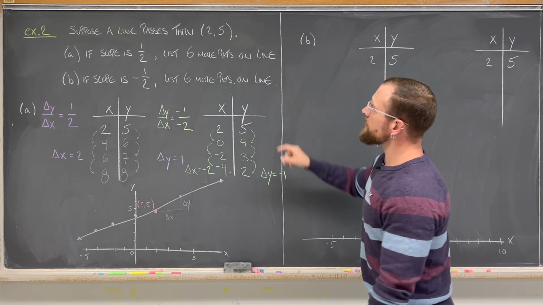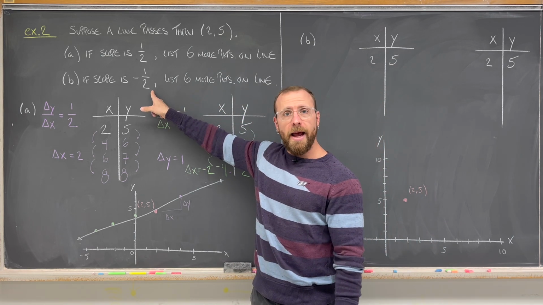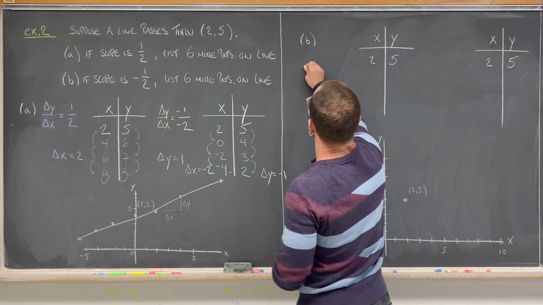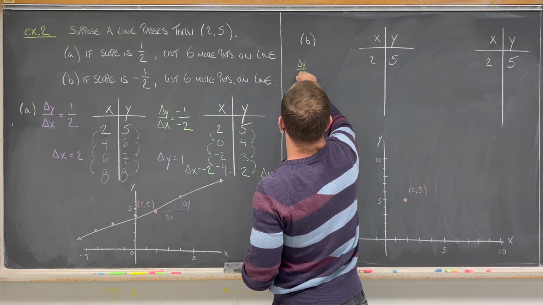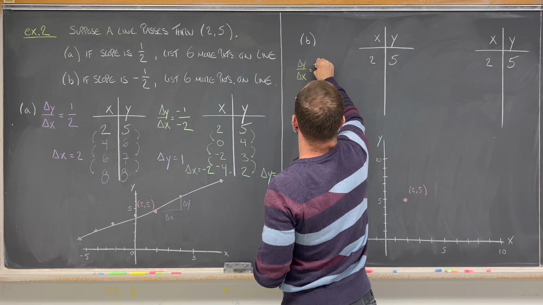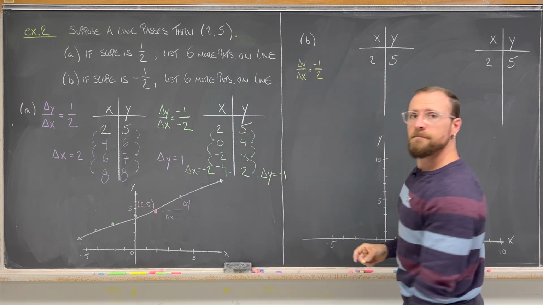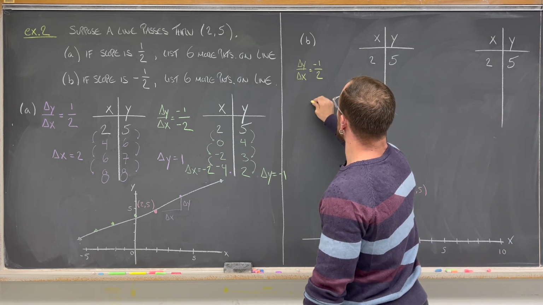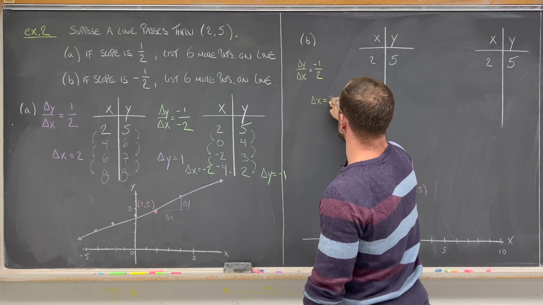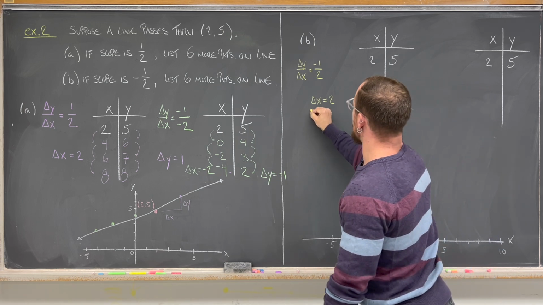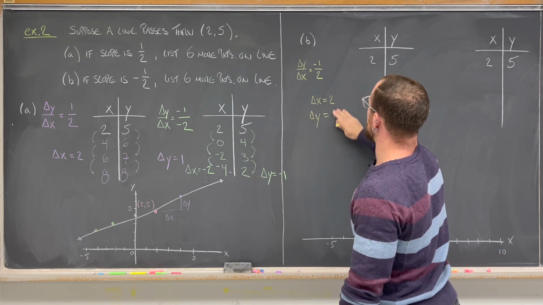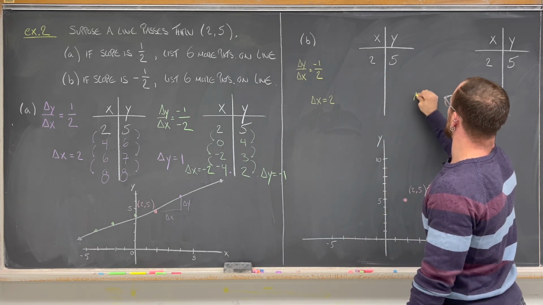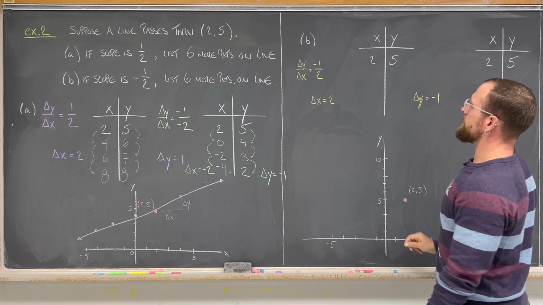If the slope was negative 1/2, then what? Well, we can play the same sort of game. If change in y over change in x is negative 1/2, that generates a set of instructions for getting more points on the line. I'll say delta x is 2, and delta y is negative 1.